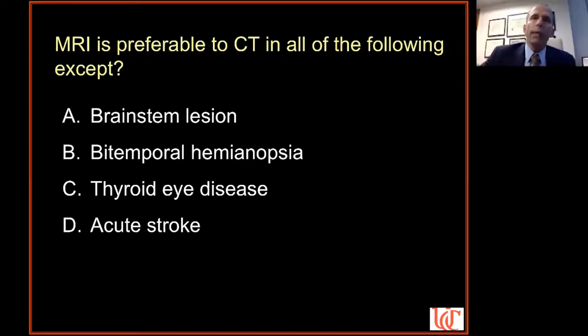But thyroid eye disease, which is, of course, an orbital process, and for most orbital processes, a CAT scan is probably just as good as an MRI. And depending on where you live, a CAT scan may be cheaper and easier to get than an MRI. We'll go over some of the pros and cons of that in a moment.